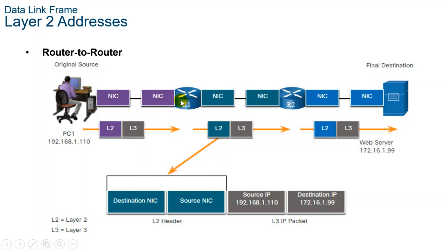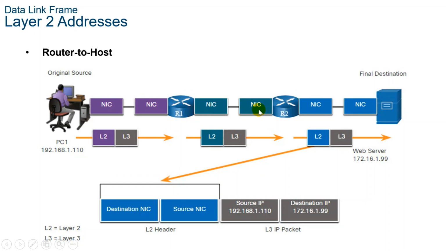Okay, if the communication now is between R1 and R2, the source is the R1 NIC here, and the destination is the R2 NIC there. So every hop, the source and destination MAC addresses change. The third phase would be from R2 to the final destination, the web server. R2 encapsulates the layer 3 IP packet in a new layer 2 frame. Again, this is a layer 2 frame. The source MAC address is that of R2, and the destination MAC address is that of the web server.